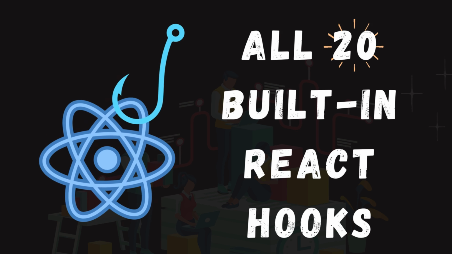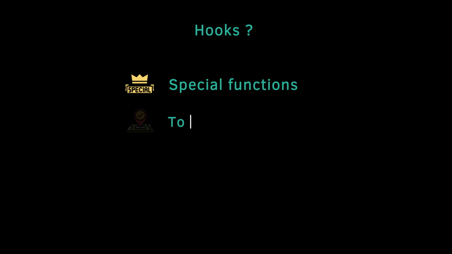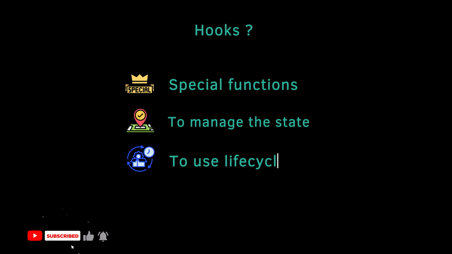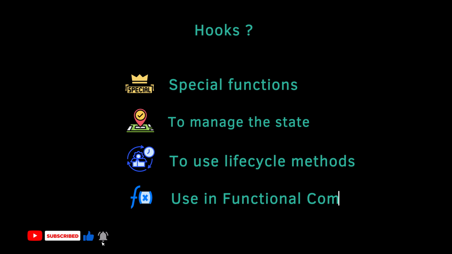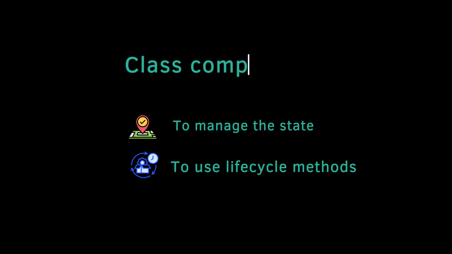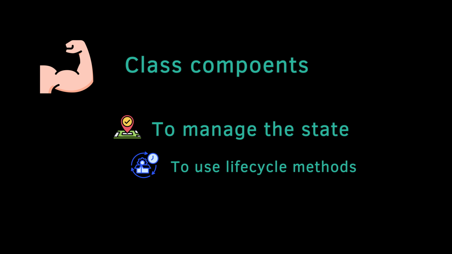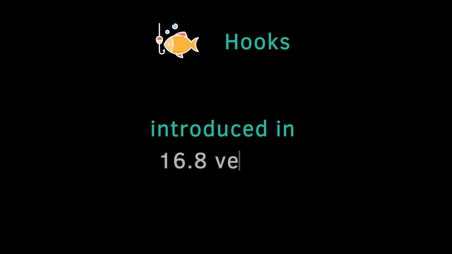Let's talk about hooks in React. In React, hooks are special functions that allow us to use state and other React features, like lifecycle methods, in functional components. Before hooks were introduced, class components were the primary way to manage state and lifecycle methods. Hooks were introduced in version 16.8 of React.